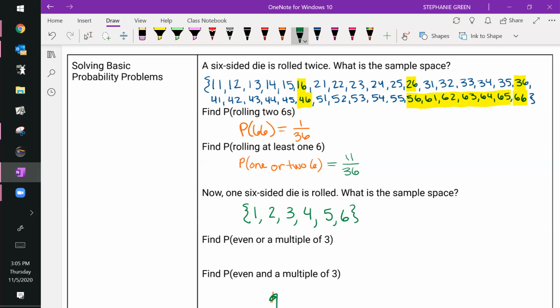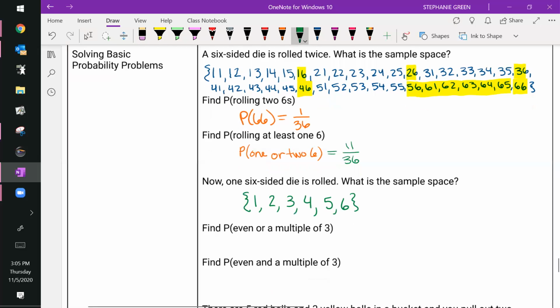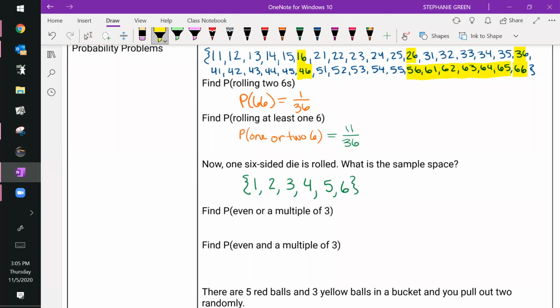So if I only roll 1 die 1 time, what is the probability of getting an even number or a multiple of 3? Well, here's an even number, here's an even number, here's an even number, and we have a multiple of 3 right there. So if I include everything that is either even or a multiple of 3, I see 1, 2, 3, 4 successes out of 6, which is the same as 2 out of 3.